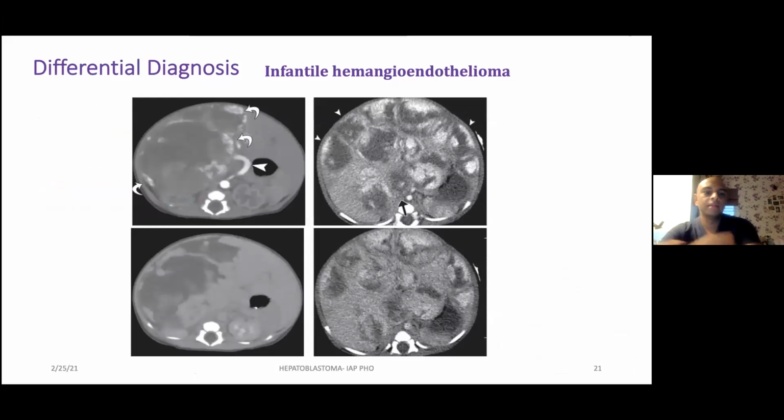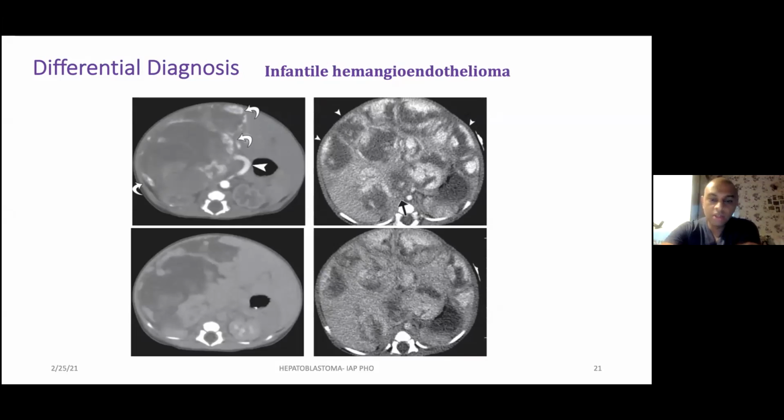Next slide. Whenever we come to focal liver masses, we divide them as epithelial or mesenchymal, and you have your benign varieties and your malignant varieties. Imaging wise, let us look at lesions which look at least near similar to hepatoblastomas. For our differential diagnosis discussions, the commonest, because of its age group and the closest resemblance, would be the infantile hemangioendotheliomas.